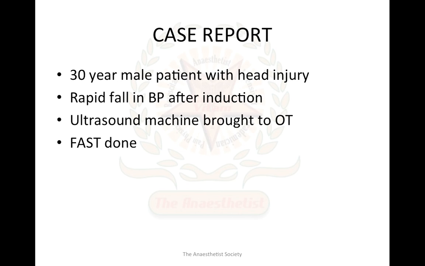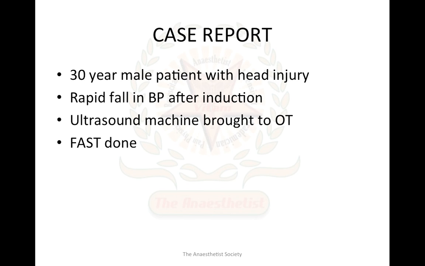We induced the patient with propofol and rocuronium, and there was a rapid fall in the blood pressure after induction. The patient was young and it was not expected. Blood pressure went down to 50 mm of Hg systolic. We started resuscitation immediately. We gave a small dose of ephedrine also to bring the BP up, but it took a little longer for the blood pressure to come up.